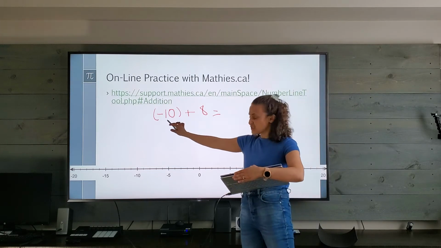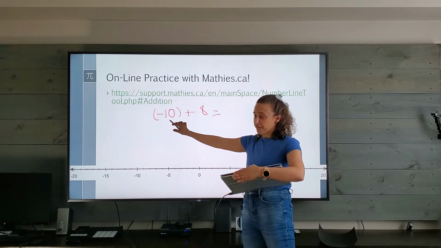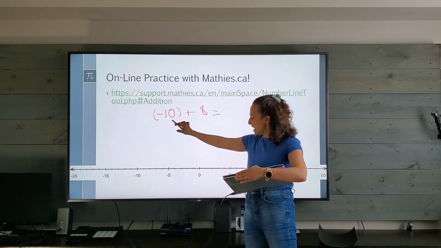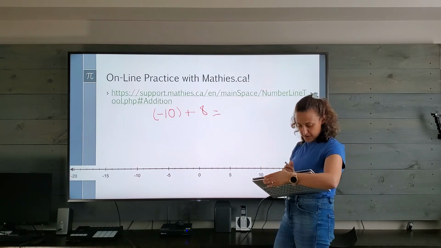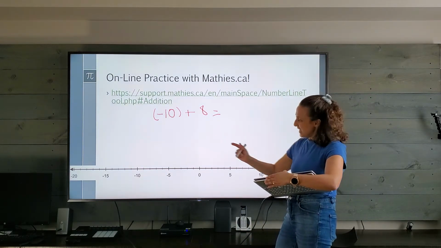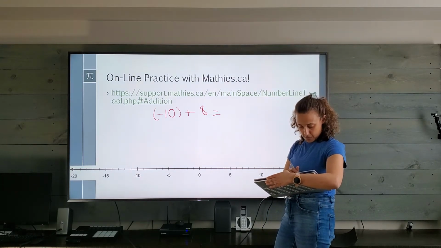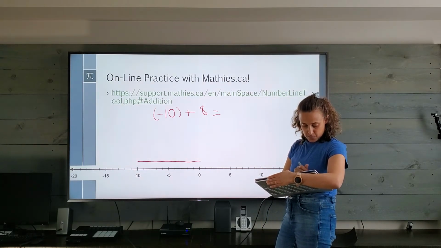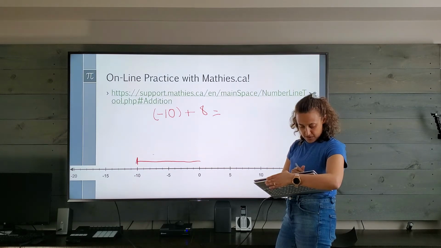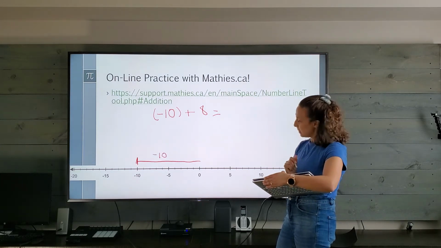So again, we're going to start off, we're going to model the first digits here, which is a negative 10. So we're going to start off with my 0, and we're going to go into negative territory because that's a negative number. So I'm going to go here all the way this way. All right, and this is my negative 10.